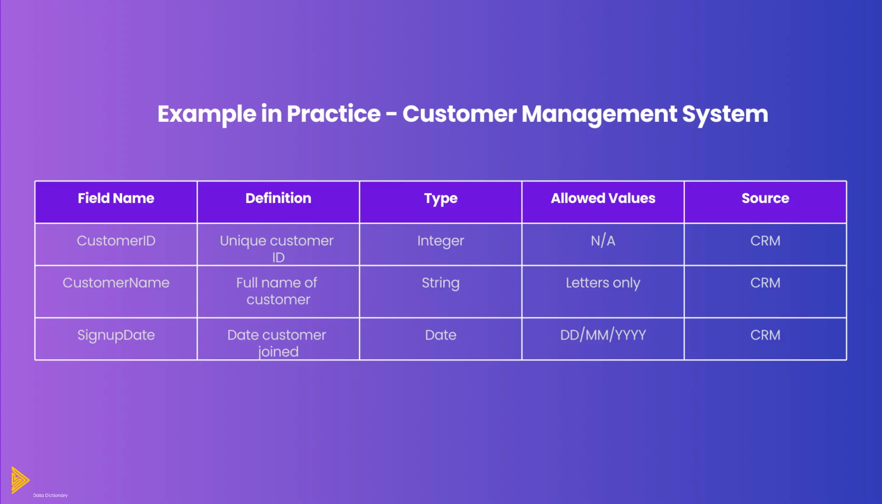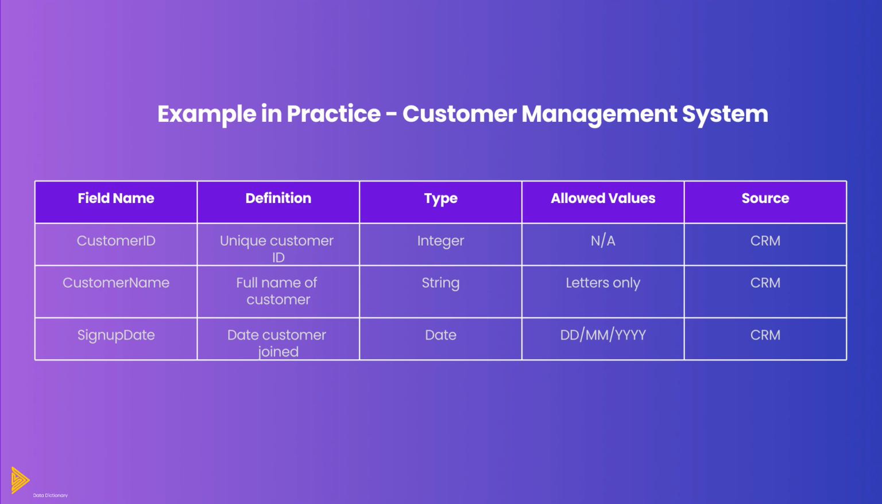Here's a real example. Imagine your organization uses a customer management system, and different teams rely on the same data for reports, forms, or analytics. Without a data dictionary, one team might call the customer ID custom, another uses customer ID, and suddenly integrations break or reports don't match. A simple data dictionary table fixes this.